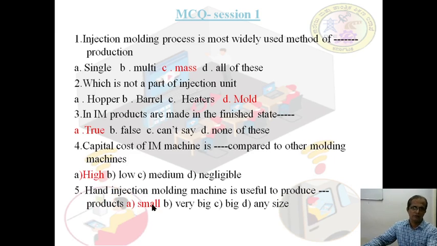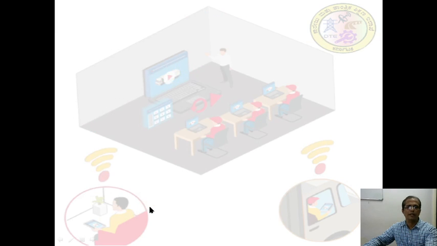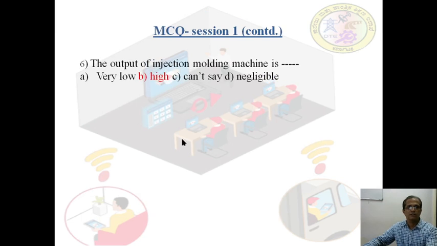Now question number 5. Hand injection molding machine is useful to produce dash products. Small products, very big products, big, any size. Of course, the machine is a very small one. Only a few grams of material can be charged, say up to 25, 30 or maximum 50 grams. Hence, of course, we cannot manufacture very big as well as big products. Only small components can be produced by this hand injection molding machine.